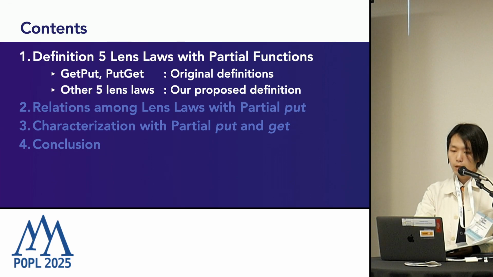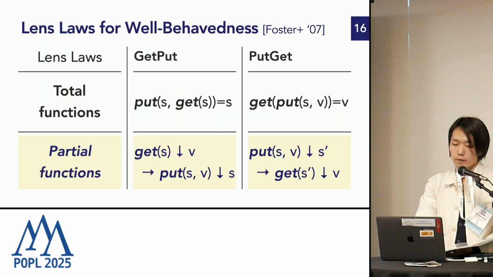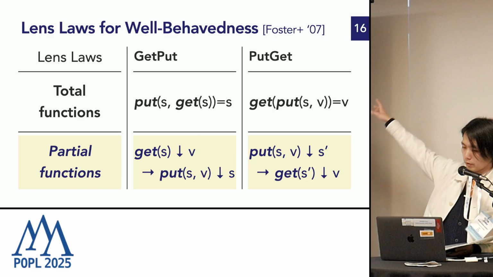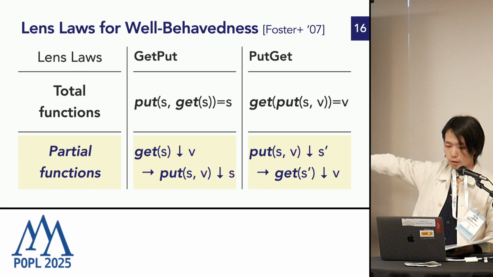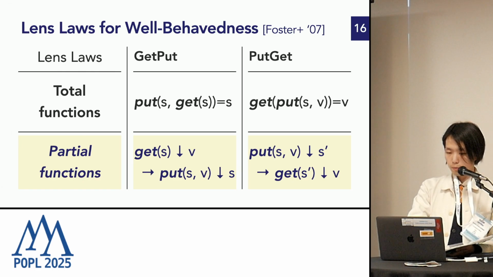First of all, we have to define the lens laws for partial functions. GetPut and PutGet are originally defined for partial functions by Foster et al. Thus, we define the other 5 lens laws for partial functions for our study. These are the definitions for GetPut and PutGet given by Foster et al. The upper definitions are for total functions, and the lower for partial functions. You can see the down arrow symbol in the definitions for partial functions.